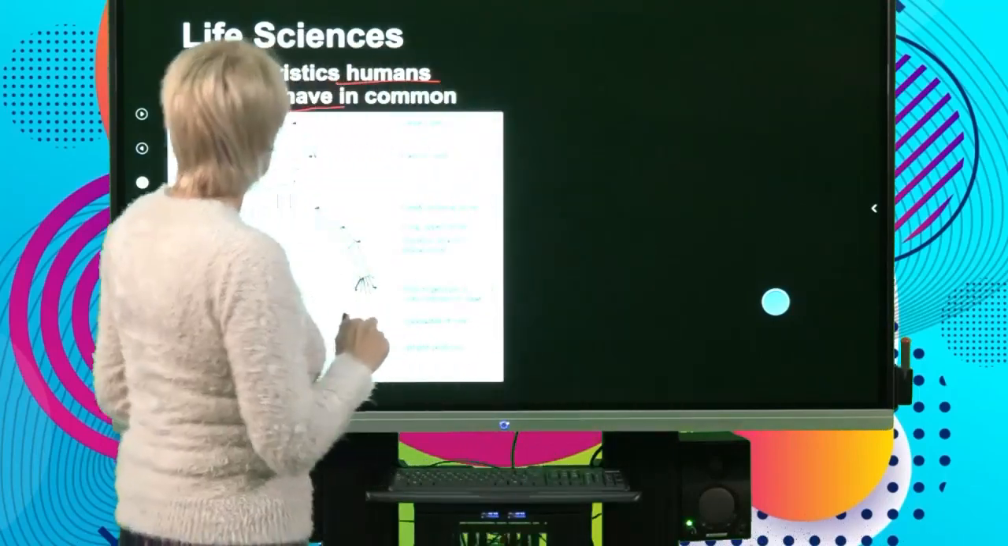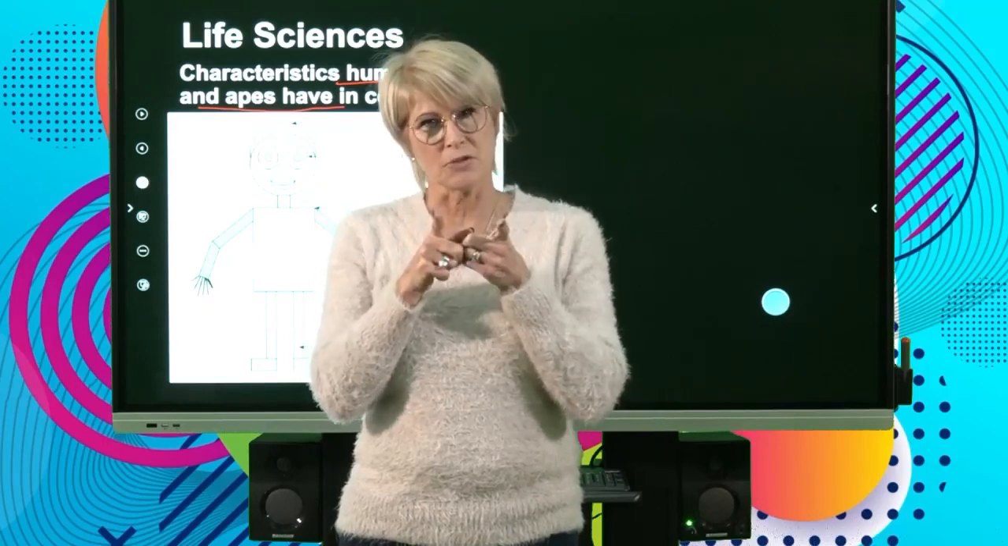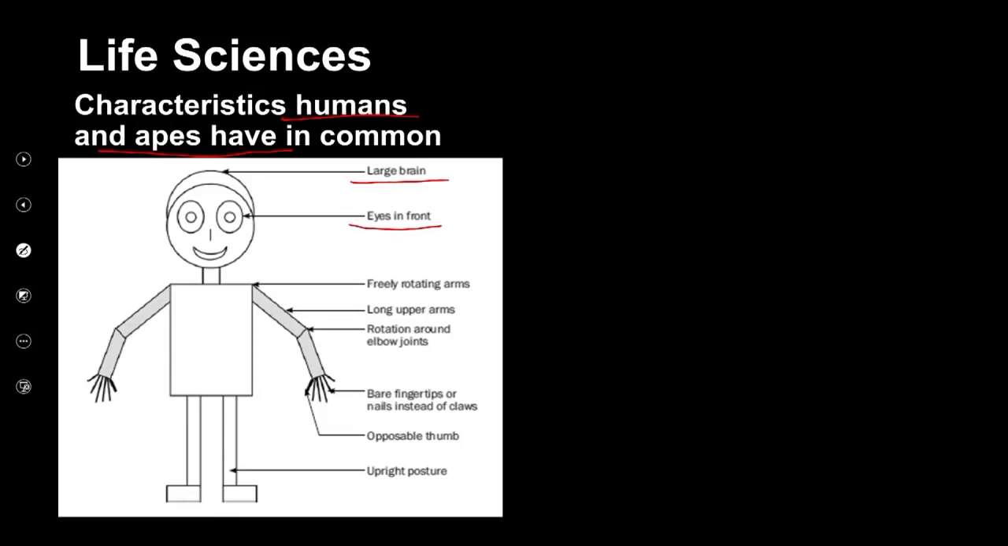Right, so we'll start at the top and have a look here at the head. We have a large brain. It's much larger than other animals, so we have that in common. Another feature we have in common is that we have eyes in front. In other words, our eyes face forward. And remember, when we studied the eye, we learned that it gave us stereoscopic or binocular vision, which allows 3D or depth perception. So you're able to perceive depth, distance, and those kinds of things. That's another characteristic that we have in common.